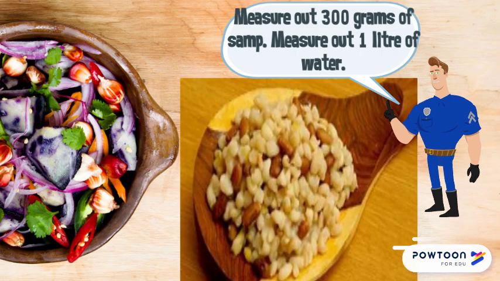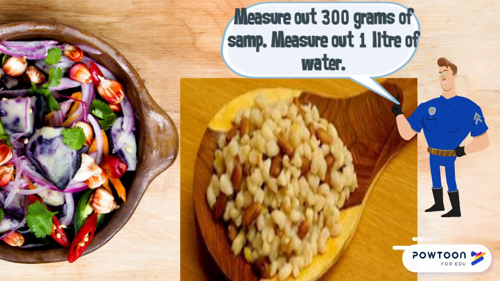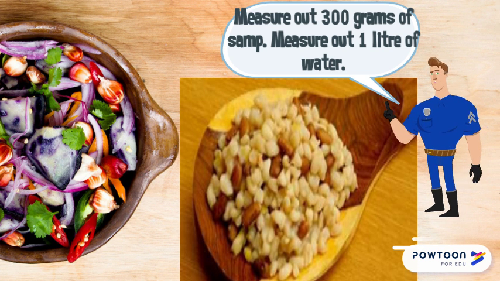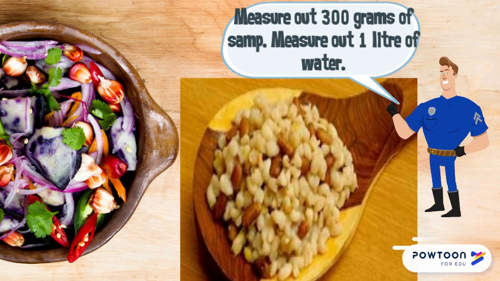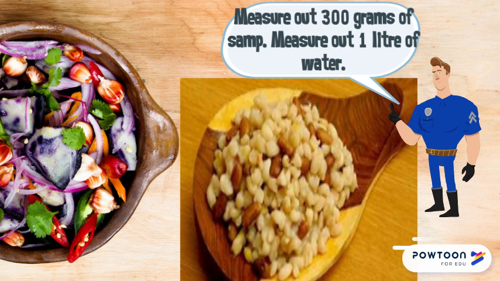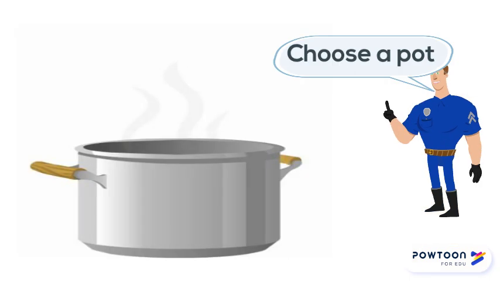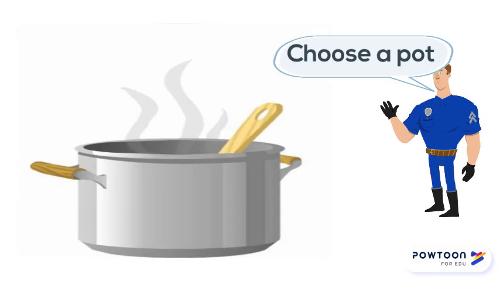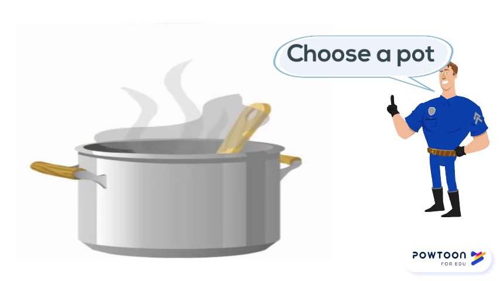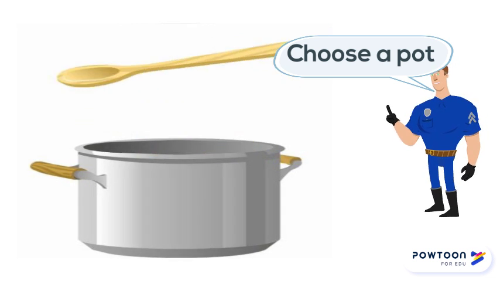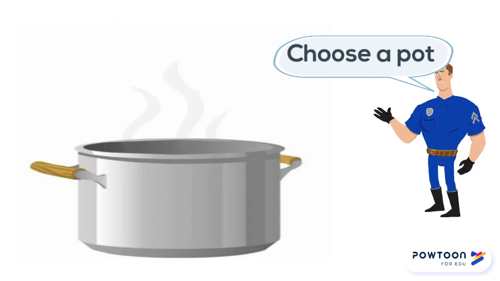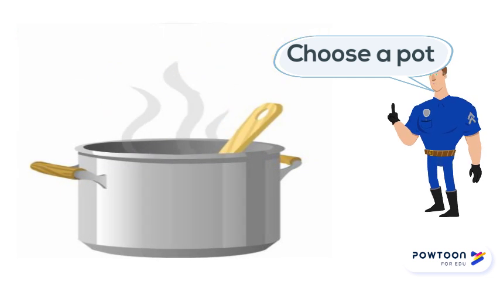Next, write down how you're going to prepare your item of food and write down each step in the process. The example is we're going to start by measuring 300 grams of samp, and we measure out 1 liter of water. Next, how are you going to cook the food? For this activity, you have to write down the process that you will follow at home and not what you would do at a refugee camp. The example is you have to choose a pot first. Select a pot that will be suitable for cooking the food, and then you have to mix the ingredients, place the samp, water, and salt in the pot.